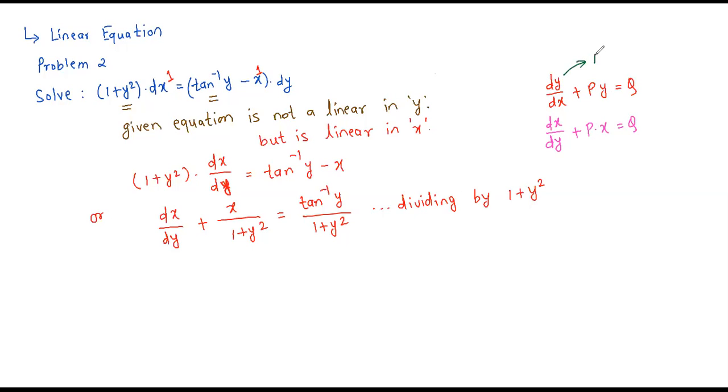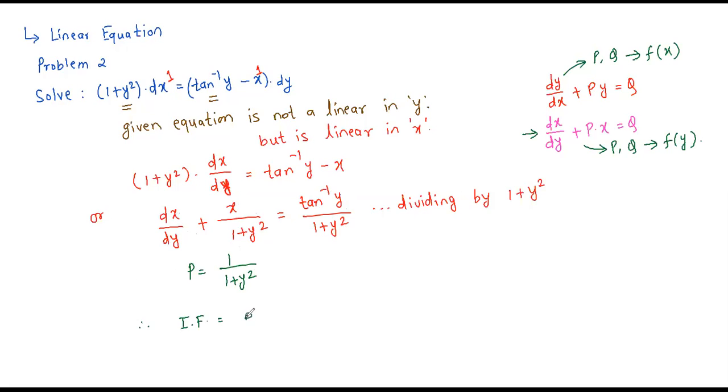In the first equation, P and Q were functions of x. But in the second equation, P and Q will be functions of y. So this is dx upon dy plus x upon 1 plus y square equals tan inverse y upon 1 plus y square. So what will be P here? P will be equal to 1 upon 1 plus y square.